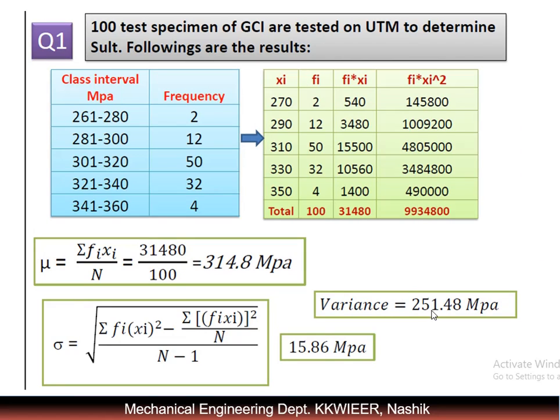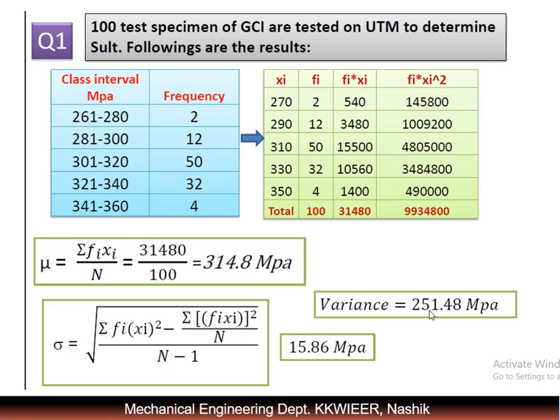Moving towards the one numerical: 100 test specimens of GCI are tested on a universal testing machine to determine the ultimate tensile strength. Following are the results. The class intervals in megapascal and frequencies are given. 261 to 280, frequency is 2; 281 to 300 megapascal, frequency is 12; 301 to 320, frequency is 50; 321 to 340, frequency is 32; 341 to 360, frequency is 4.